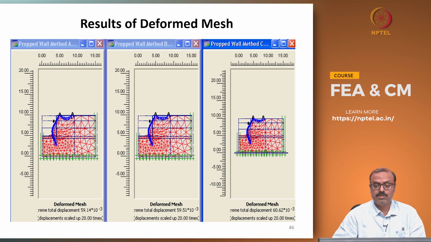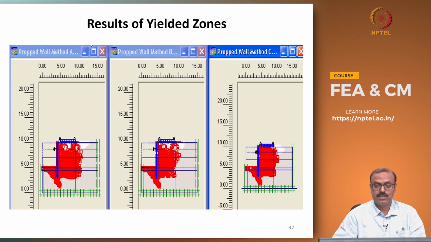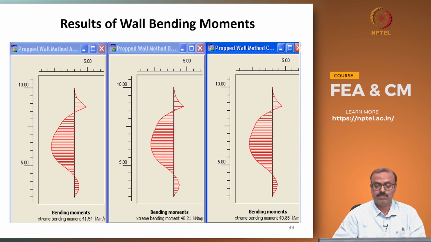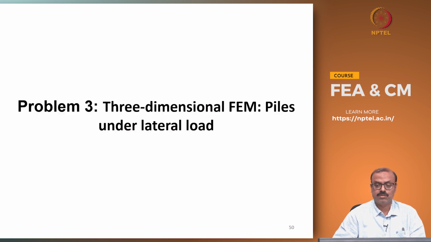If you use it properly, you can see that the deformations are very similar. The plastic zones, or the yield zones, are quite close. Even the wall deflections and bending moments, everything is coming within reasonable values. It is not totally different, I would say. So, with these two simple plane strain problems, we will go to problem 3, where we will study the 3-dimensional FEM, a simple response of a pile under lateral load.